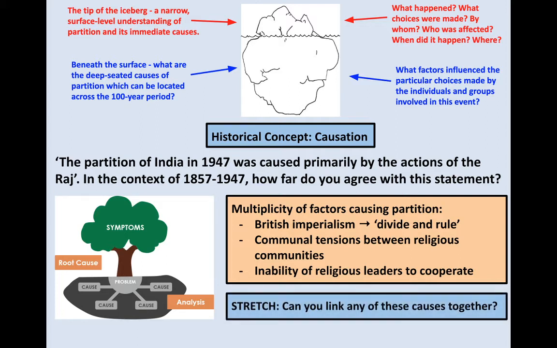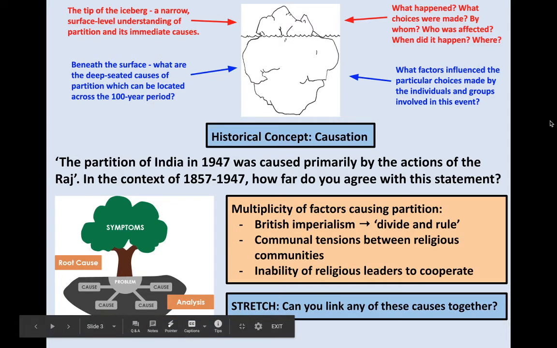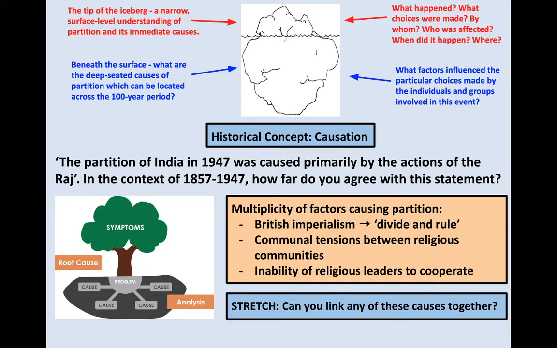So you will need to think about how you can link any of these causes together. You'll also be required to think about which cause is the most important and why, which cause is the least important and why, to ensure that we've got this thorough understanding of causation as a historical concept. You might alternatively argue that a combination of these causes were necessary in causing partition, that all of these factors can be equally weighted in importance and are all necessary simultaneously in leading to the partition of India in 1947.